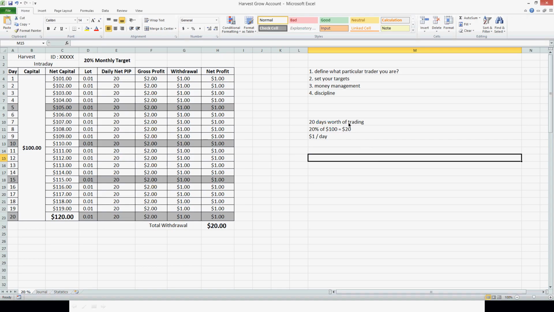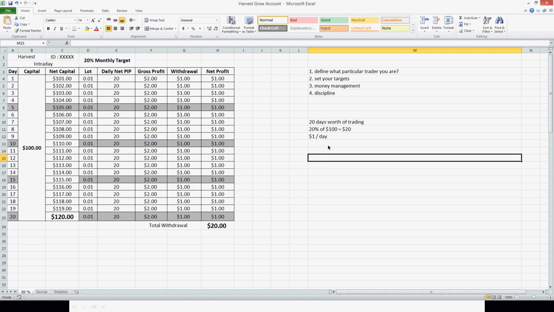So I have 20 days for this month. I have $100 and I want to grow it $1 a day. However, I also want to be able to withdraw at the end of the month. So how do I do this?